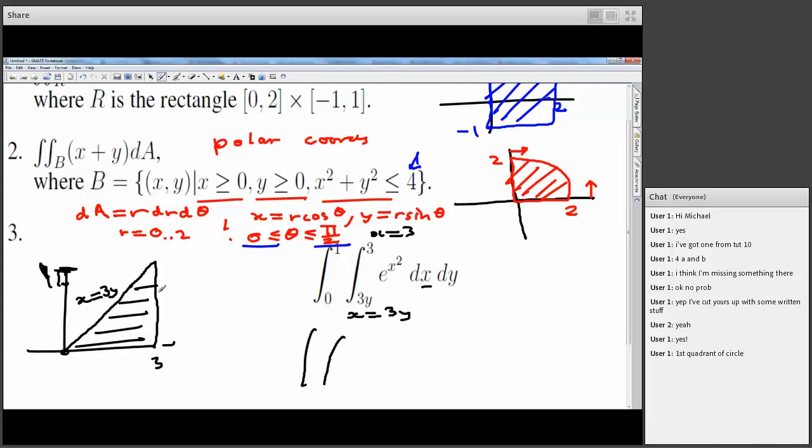And so swapping the order of integration, basically you have to consider slicing it in a different way. So this top curve is y equals x on 3. The bottom is y equals 0. And you can see you go from x equals 0 to x equals 3. And so the limits now become 0 to x on 3 of e to the x squared dy. And then you're getting x, and the x's go from 0 to 3.